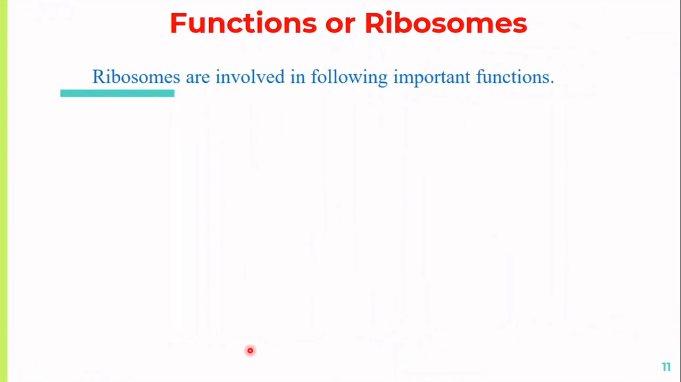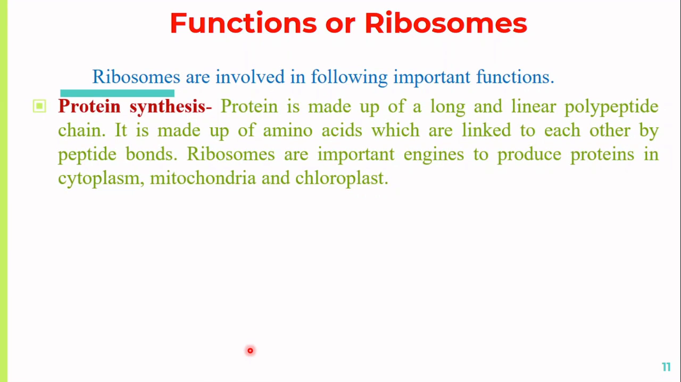Now in the last slide we will see what the functions of ribosomes are. Ribosomes are very important for protein synthesis, as we have discussed. A protein is made up of a long and linear polypeptide chain. We know it is made up of amino acids which are linked to each other by peptide bonds. Ribosomes are important engines, as we have seen. They are the factories to produce proteins in cytoplasm, mitochondria, and chloroplast.